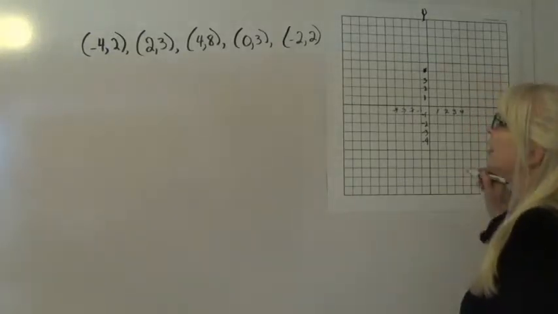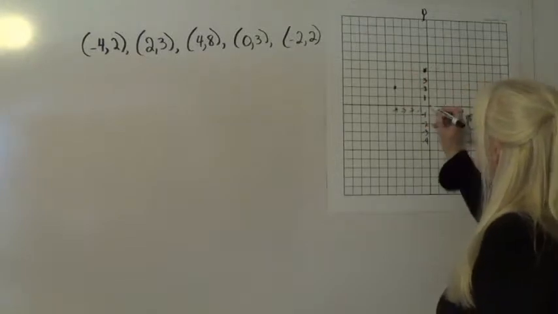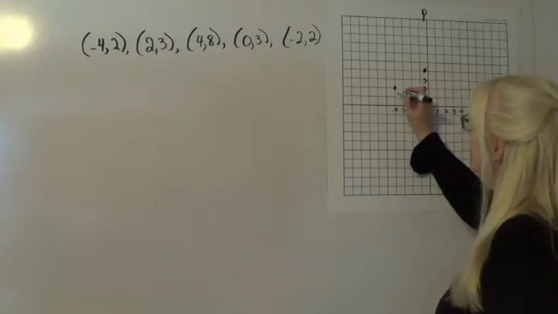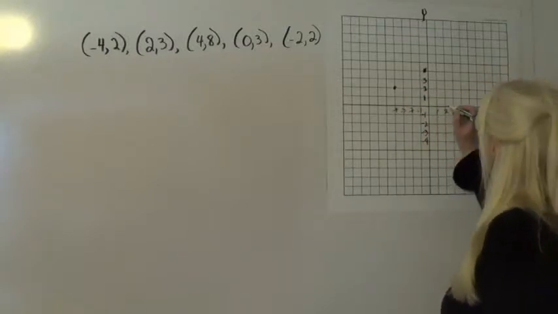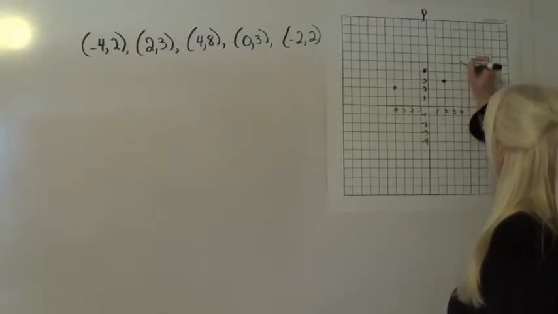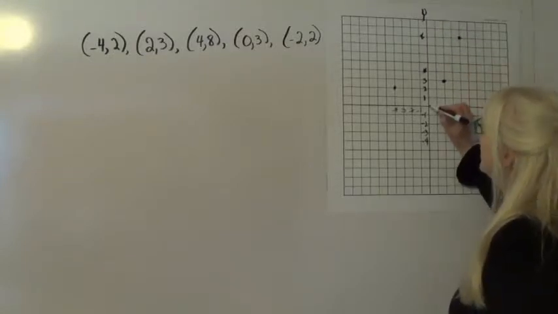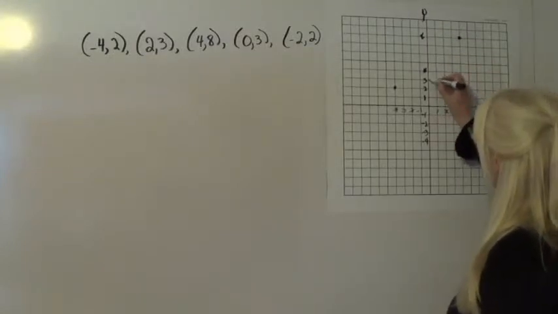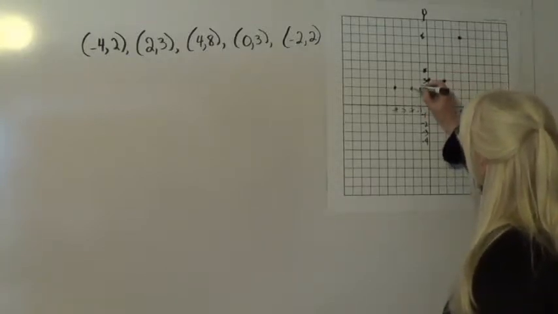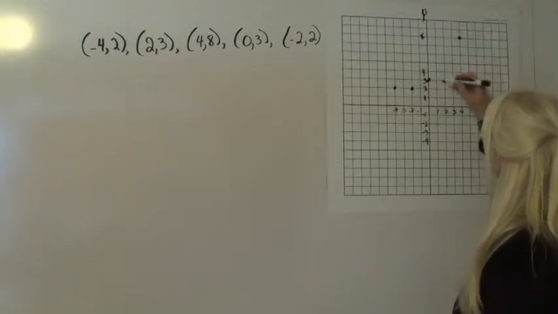Okay, in this particular problem, I had a set of ordered pairs, and I'm going to go on ahead and graph them. So I've got (-4, 2). So you start at the origin and move left, which is negative, and then 2 is positive, so you go up. And then I've got (2, 3), and then (4, 8). Okay, I'll put an 8 right there. And then (0, 3), so I stay in the origin, I go straight up 3. And then (-2, 2). All right, so here are my coordinates on my graph.